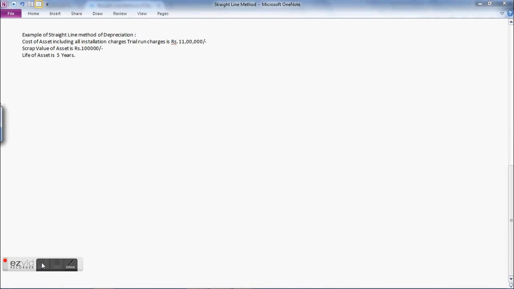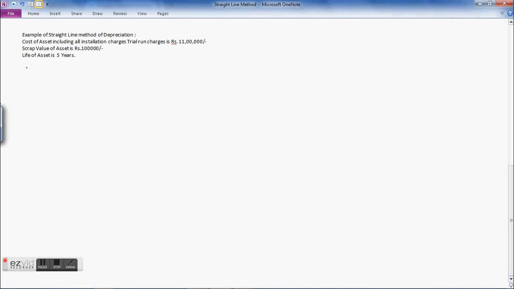Now here we can see an example of a straight line method. The cost of the asset, including all installation charges and trial run charges, is 11 lakh. The scrap value is 1 lakh and the life of the asset is 5 years. So we need to calculate the depreciation charge per year for this asset as per the straight line method.